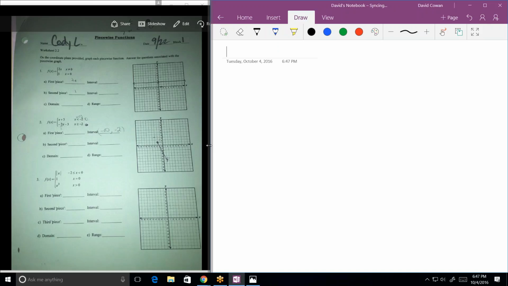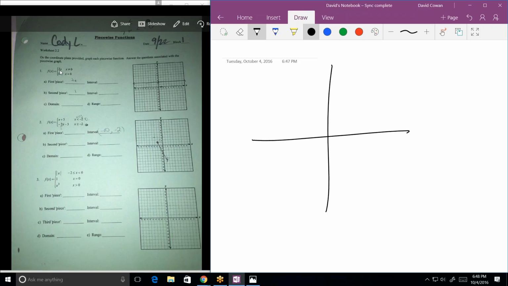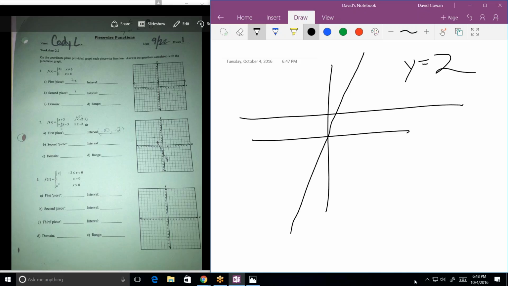Okay. Notice your first graph isn't correct. In other words, you've graphed it y equal 2 everywhere with a hole there. Well, it's not y equal 2, it's y equal 2x. Remember what the graph of y equal 2x looks like. Horizontal lines are y equal 2. That would be a horizontal line. But the first piece is 2x, which is a slanted line.